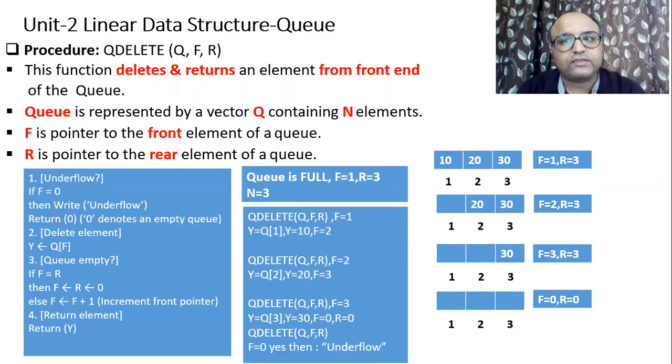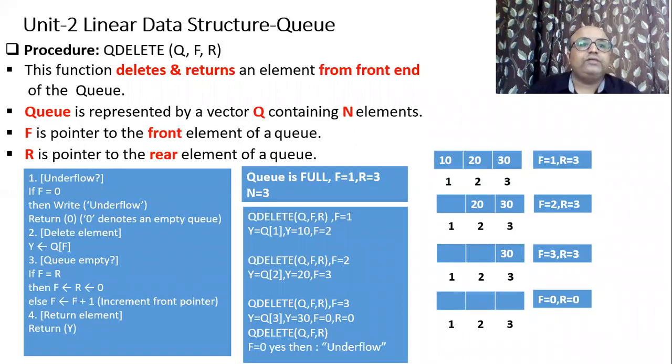Similar was the case with the stack. When you try to pop something from a stack, there is no need to specify the element. By default, it will pop or delete the element which is on the top of the stack. Similar thing happens here. If you want to delete something from a queue, by default it will delete from the front end. So this function deletes and returns an element from the front end of the queue.